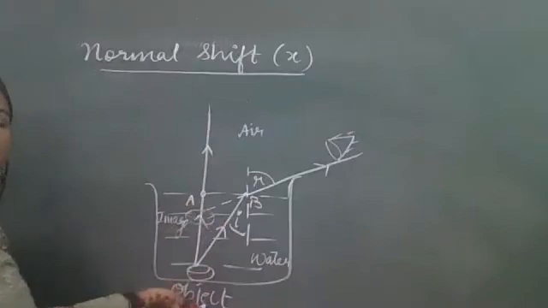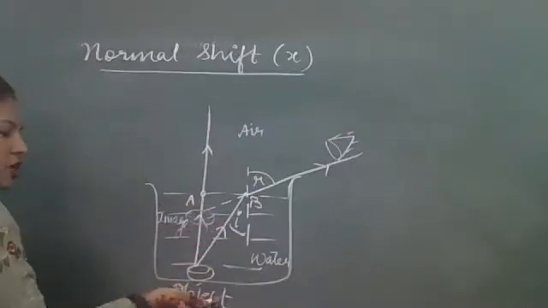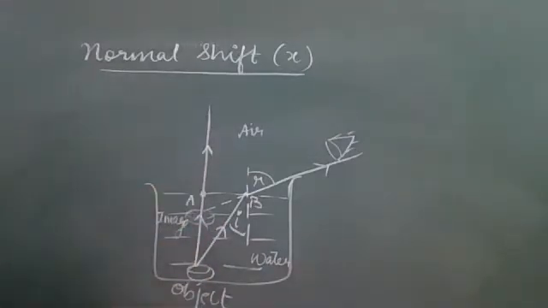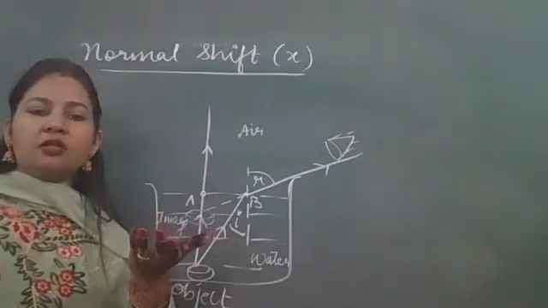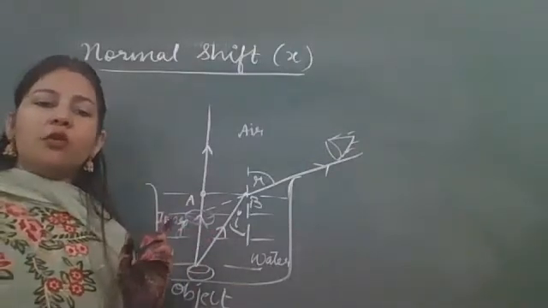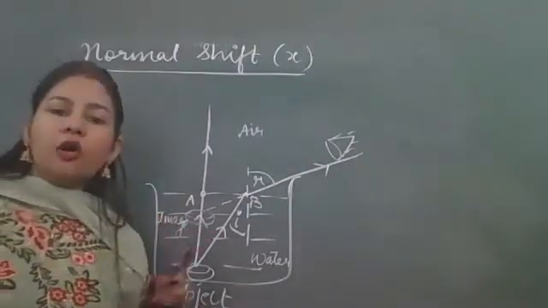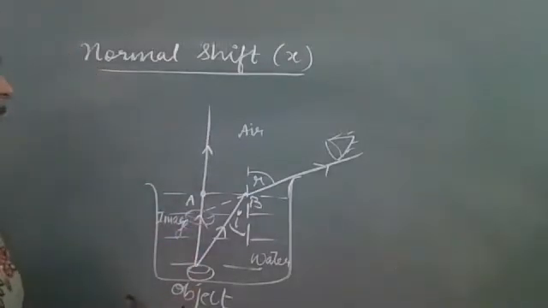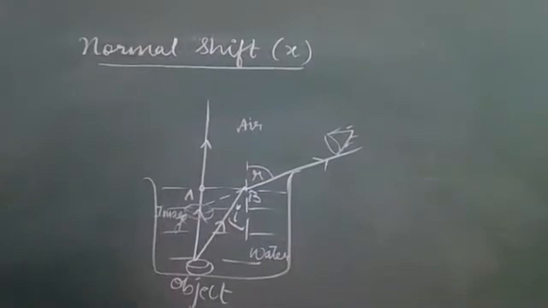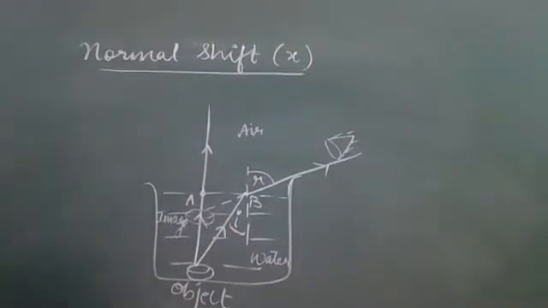This is the image of that coin. This is the object, this is the image. So the coin appears to be raised, and what do we call the normal shift? The distance through which the object appears to be raised because of refraction, that is called normal shift. So write down the definition of normal shift and draw this diagram. Draw this diagram first and write the definition of normal shift.